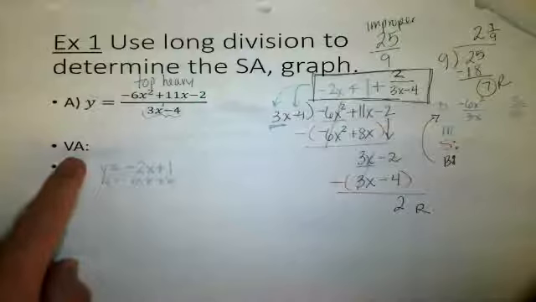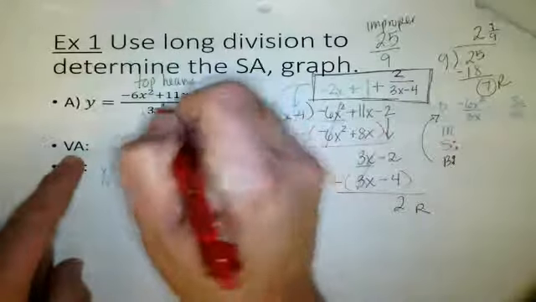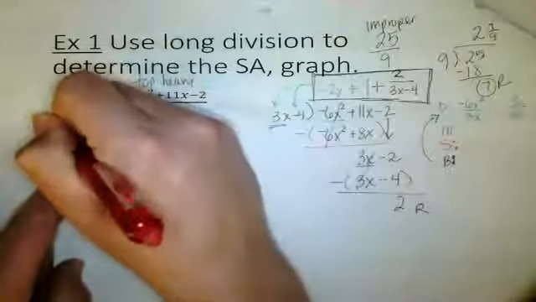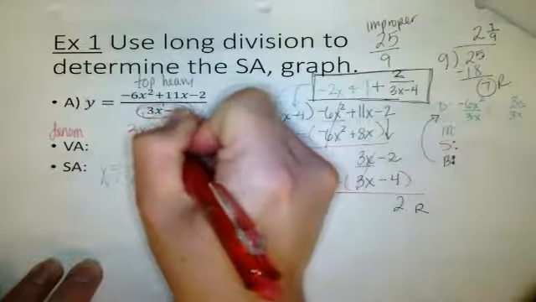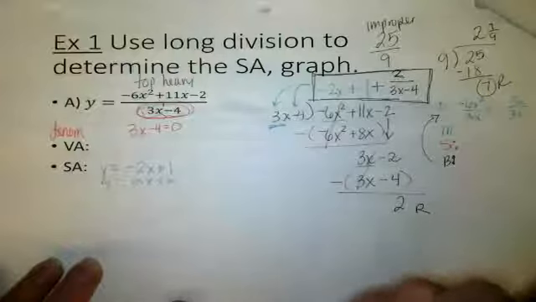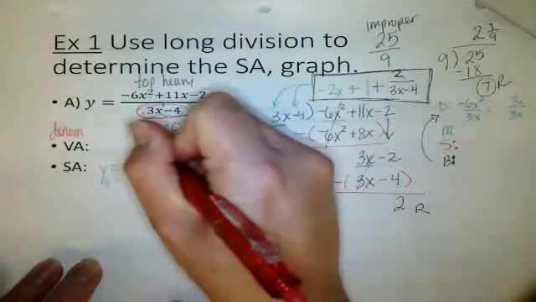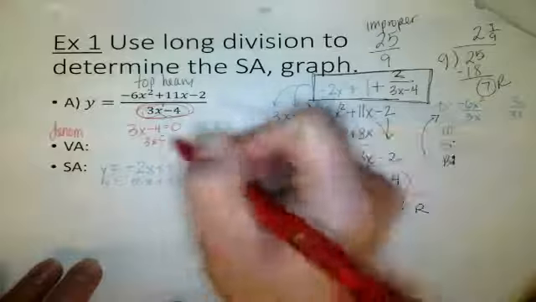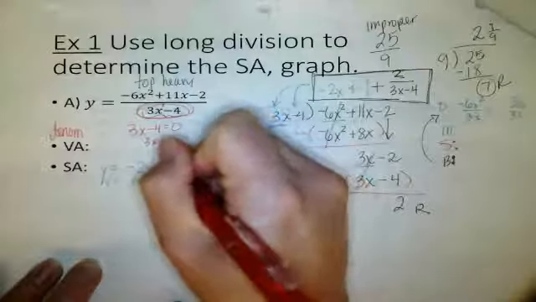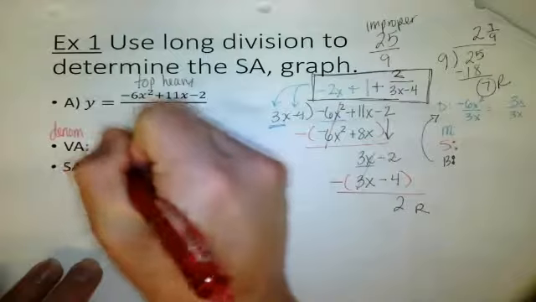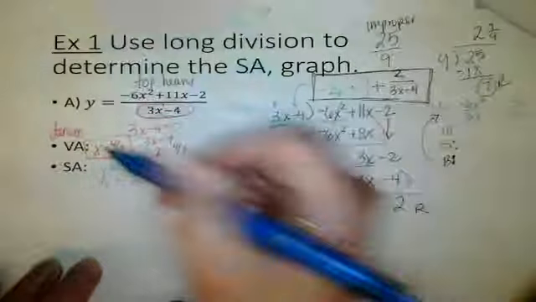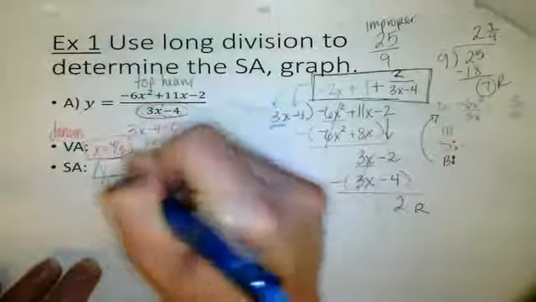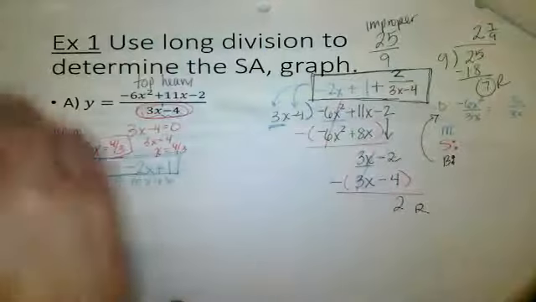Where do they come from? Vertical asymptotes always come from the denominator, whatever the denominator is. And so we are going to solve that. 3x minus 4 gets solved equal to 0. How do you solve for x? Add the 4, so 3x equals 4, and then divide by 3. So we get x equals 4/3. That is our vertical asymptote. It always comes from the denominator. So these are our two asymptotes that we're going to graph.